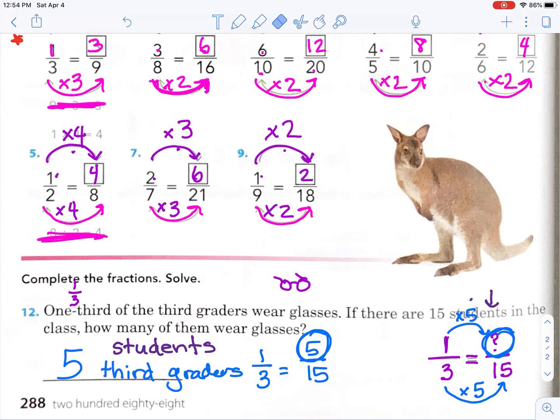Keep practicing if you get it. It is actually pretty easy, boys and girls. Remember, all you need to do, the biggest rule for today, say it with me. What you do to the bottom, you have to do to the top. Good job, Abigail. What you do to the bottom, you have to do to the top. So whatever you times the bottom by, you have to times the top by, and then it will be equal. Okay, that's it, boys and girls. I will see you tomorrow.